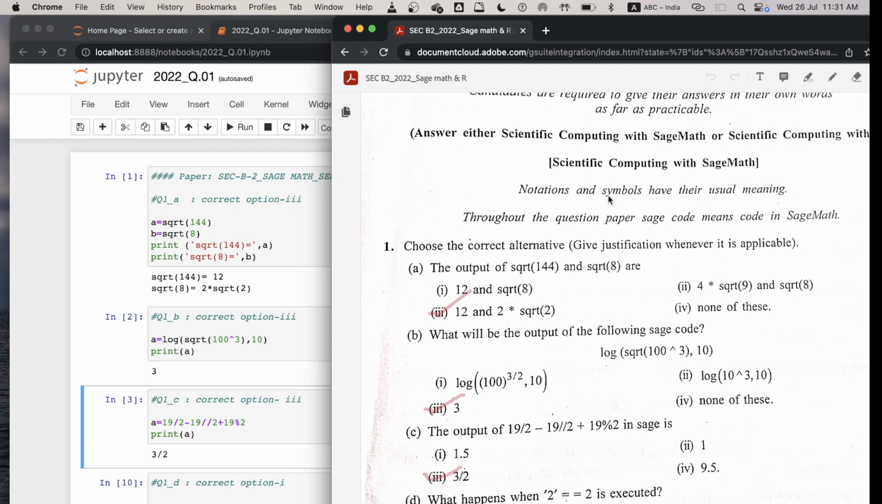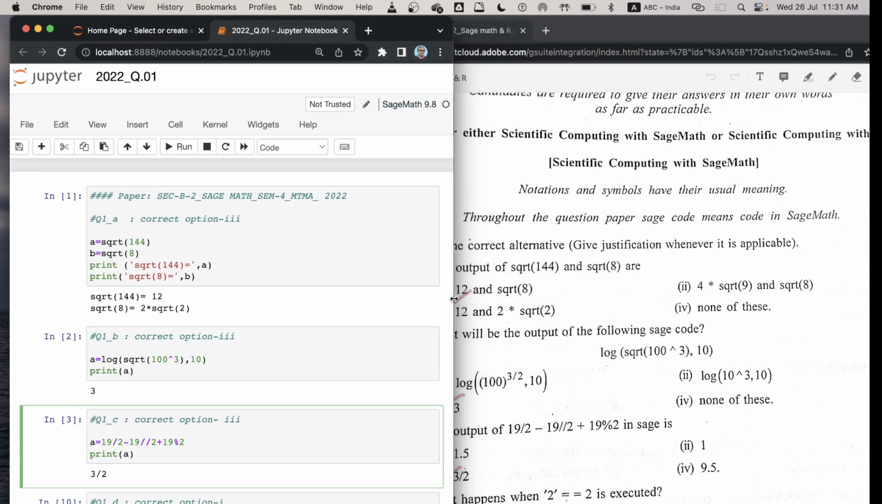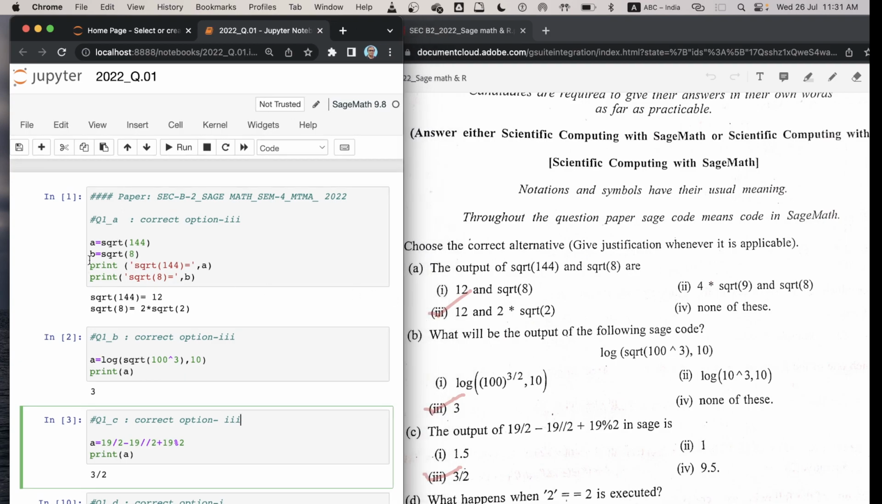Question 1A. The output of square root of 144 and square root of 8 are: correct option 3, 12 and 2 star square root 2. Here in question 1A, the correct option is A. The square root of 144, output is equal to 12, and the square root of 8, output is 2 star square root 2.